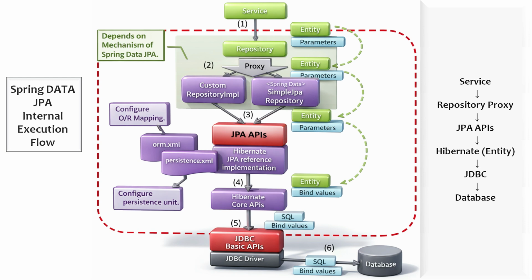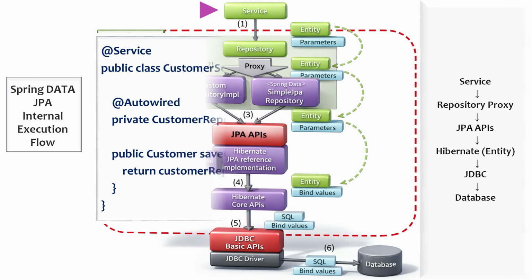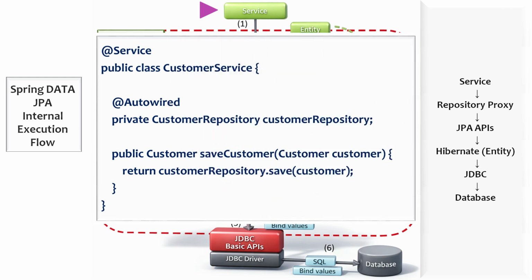Whenever we call JPA repository methods from the service layer, for example, if you want to save an entity into the database table using Spring Data JPA, we need to inject a JPA repository in the service layer, call its save method, and pass the entity as a parameter.